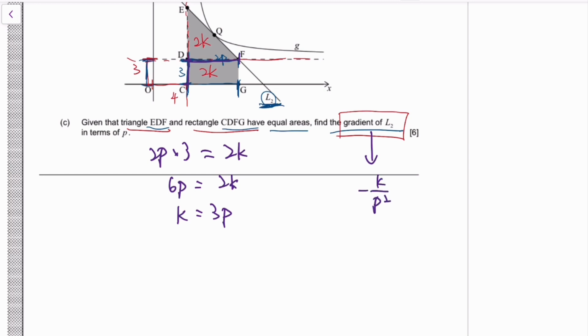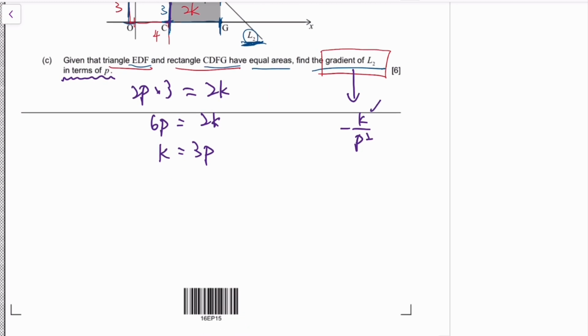Well, they want the gradient to be in terms of p only. What that means is you don't want K. But look at what we just found. We know that K is 3p. No, there's no 3 in the bottom. K is 3p. So the p cancels out. Now we found the gradient of L2 in terms of p only.